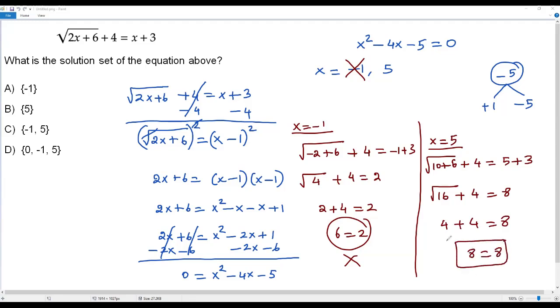Okay, it's a true statement. So the given square root equation is satisfied by the second value of x, that is 5. So 5 is the only solution for the given square root equation. Now we have to identify the set in the given options which contains 5. The set in option B contains 5. So the correct answer choice for this question is option B.